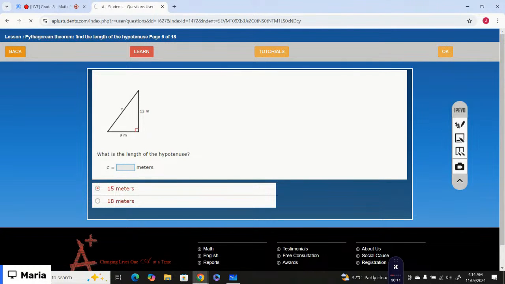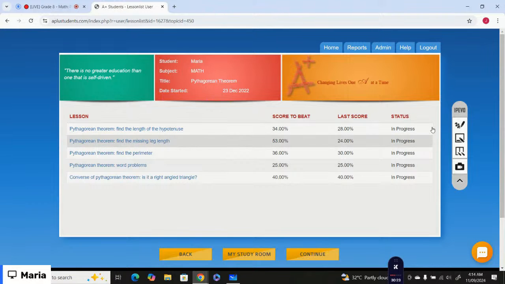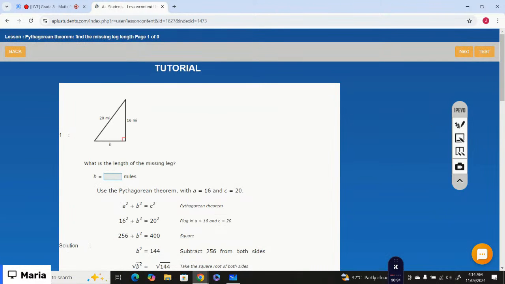Okay, you can complete the lesson by yourself later today. Let me just move on to the next lesson, that is Pythagorean theorem. Find the length of the missing line. Let's just start with the missing length. Let's just start with the lesson. Find the missing leg length, actually, sorry.